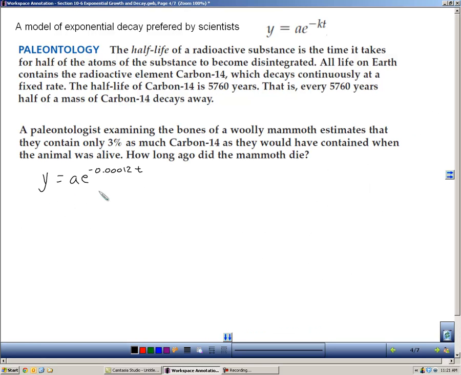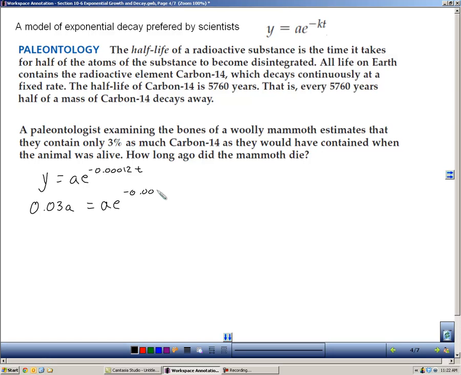So now we're going to take the formula that we found on the last slide and use it for carbon to find out how old some scientists believe woolly mammoth remains would be. We're told that the scientist estimates that only 3% as much carbon exists as when the animal was alive. So that's how much it's decayed; 3% is all that exists. So we're going to change this y into 0.03a. The reason we do that is because a is the initial amount, and the scientist estimates that it's 3% of the initial amount. So that's why it's 0.03a.